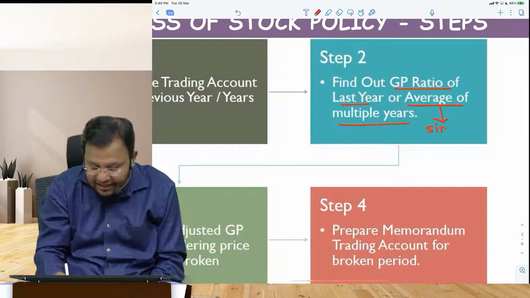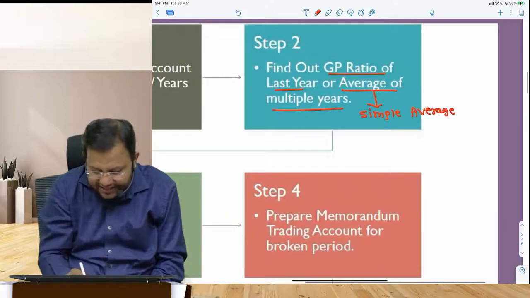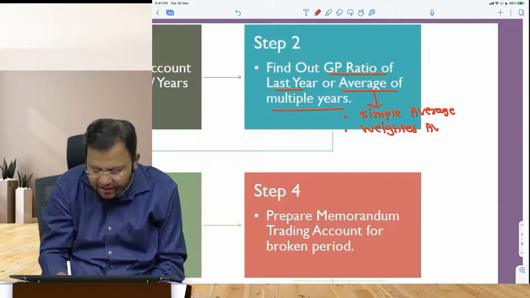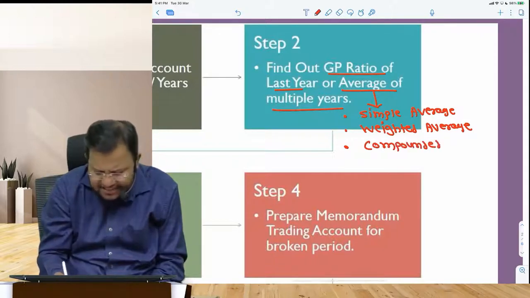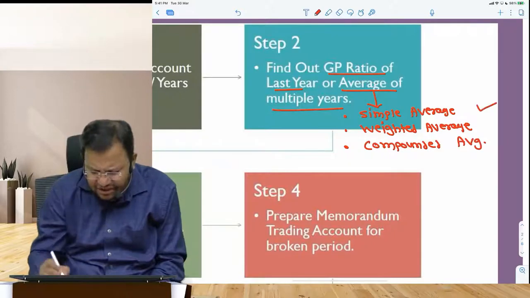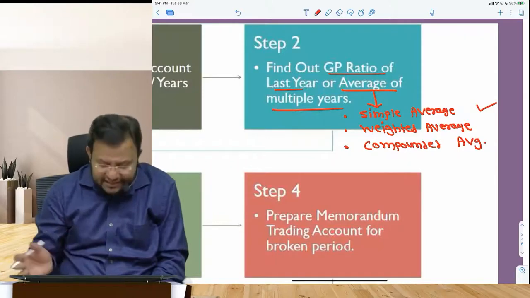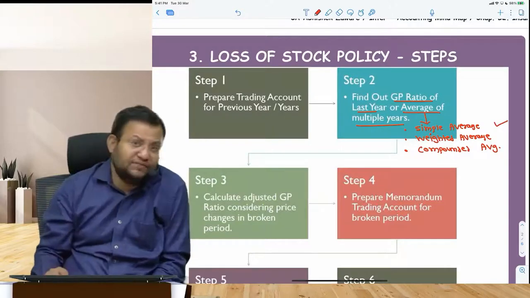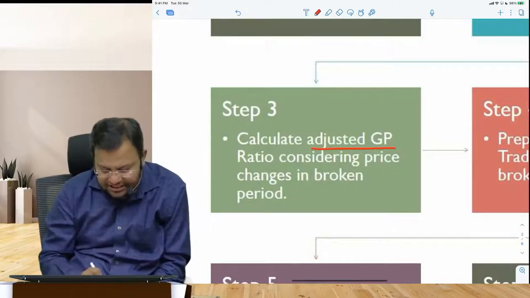There can be either a simple average or there can be a weighted average with the weights being given in the question to you, or there can be compounded average, CAGR, compounded annual growth rate. If question is silent, nothing is given, we use simple average of GP ratio of the multiple years. But remember, it can be compounded average also. So we find out the GP ratio of the past, either 1 year or multiple years. Then we make an adjustment to the GP ratio due to the changes that have taken place.